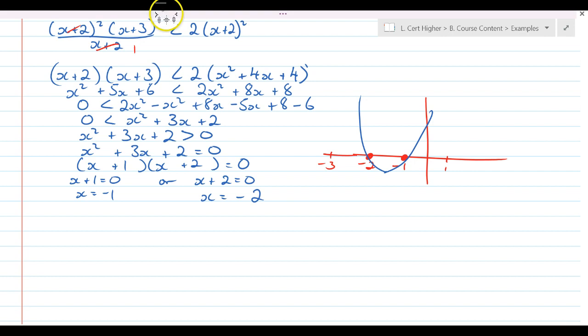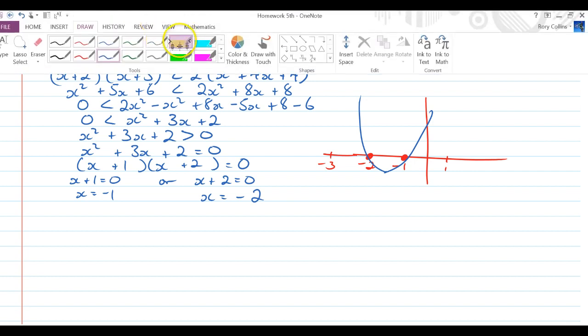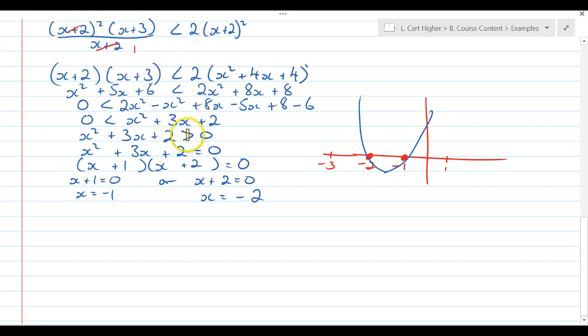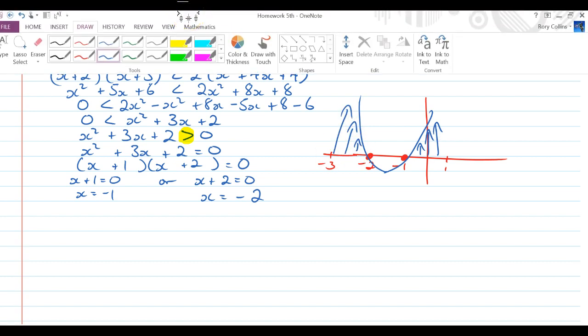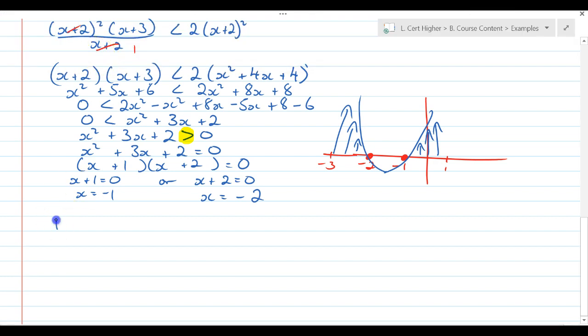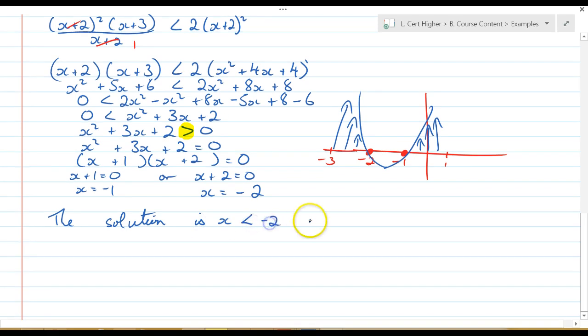Okay, now we are looking for the points where x squared plus 3x plus 2 is strictly greater than 0. So these will be where the x values give positive y values in the function, which are the x values where the graph is above the y-axis. So the solution set is x less than minus 2 or x greater than minus 1.